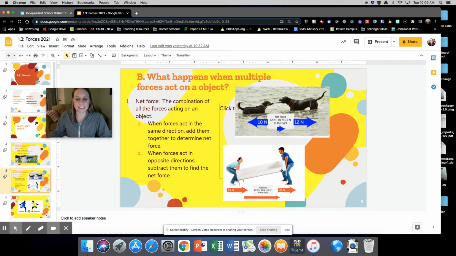When forces are acting in the same direction, we add them together. So these two people are working together to move this couch. So she is moving with a force of 25 newtons, and he is moving with a force of 20 newtons. And since they're moving in the same direction, we add them. 25 plus 20 is 45 newtons, and that couch is going to move to the right since they're both moving in that direction with a force of 45 newtons.